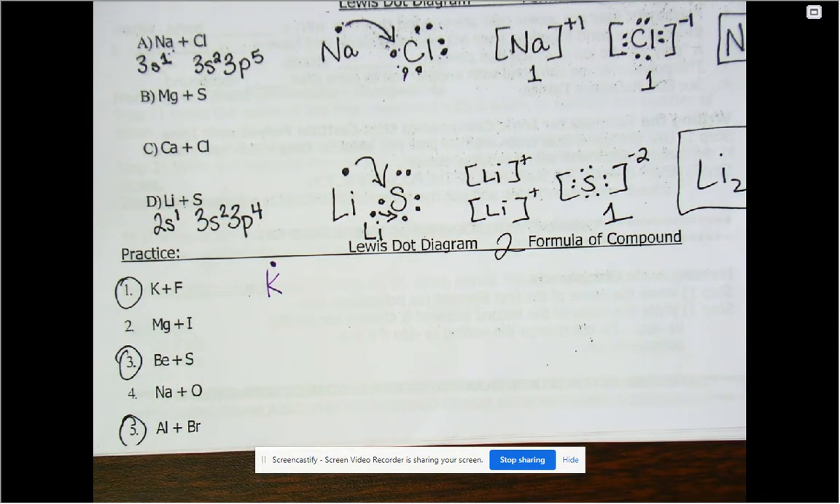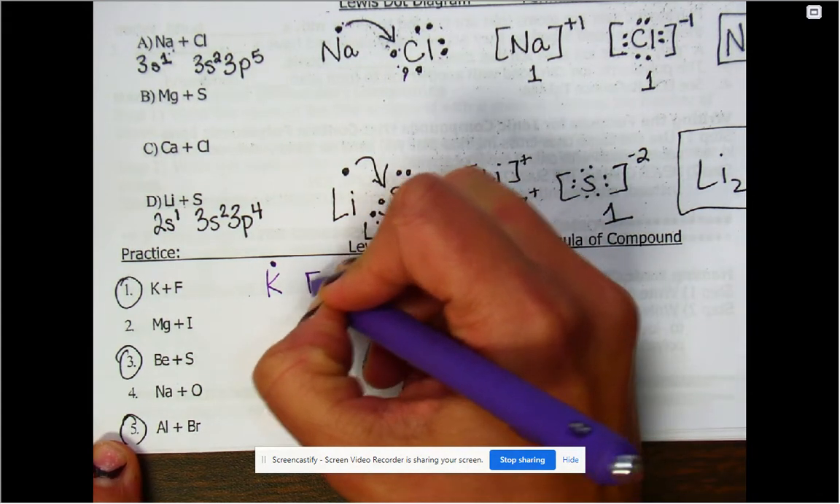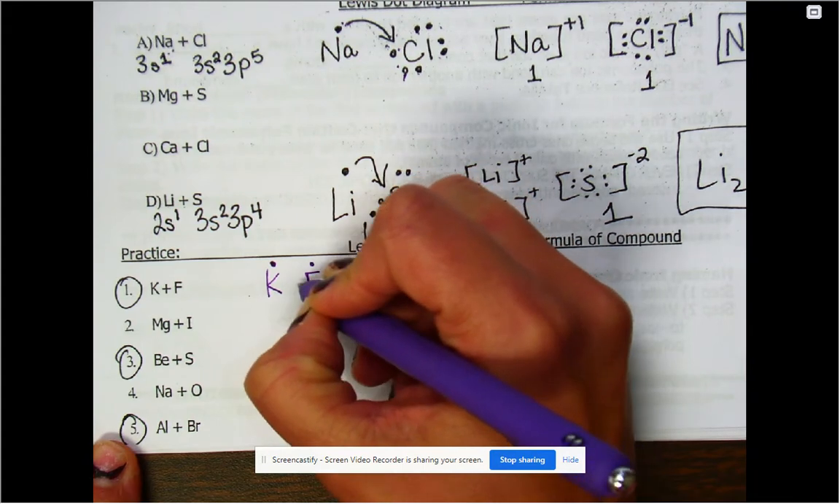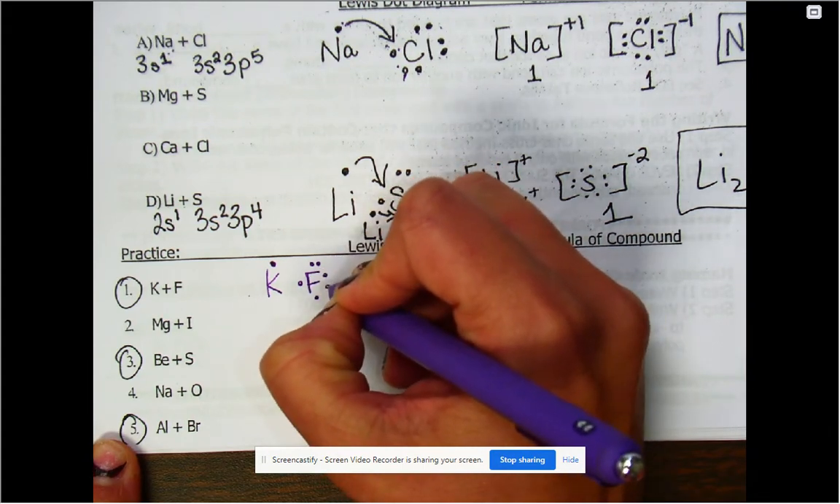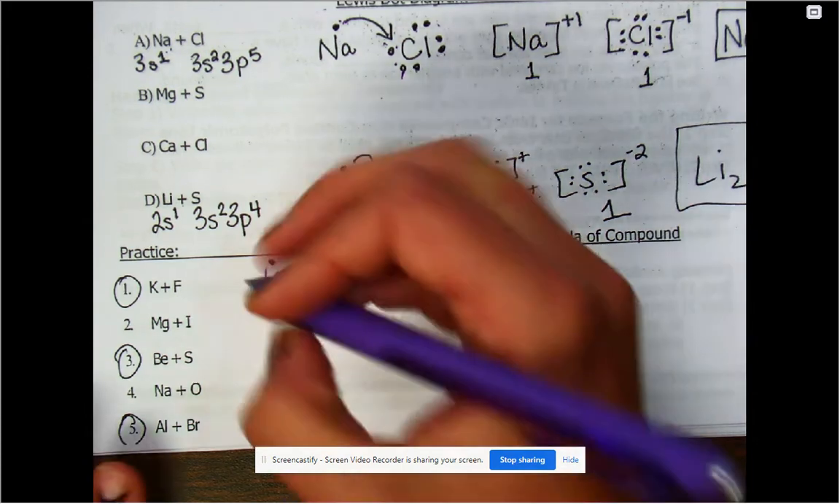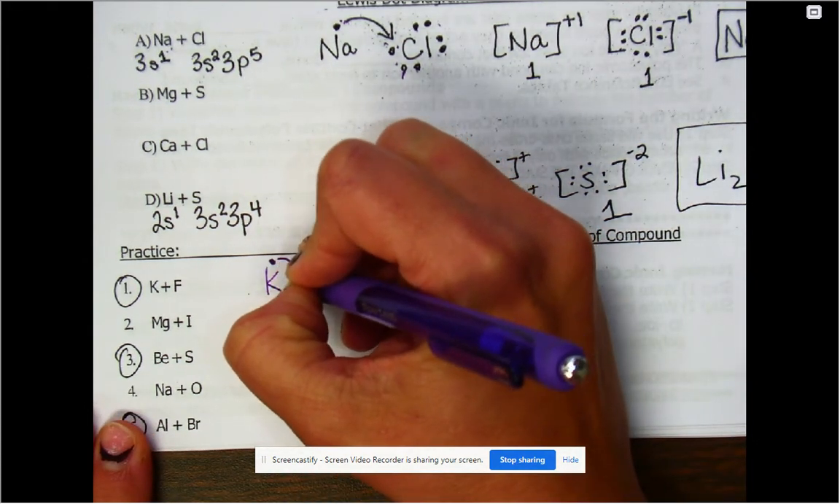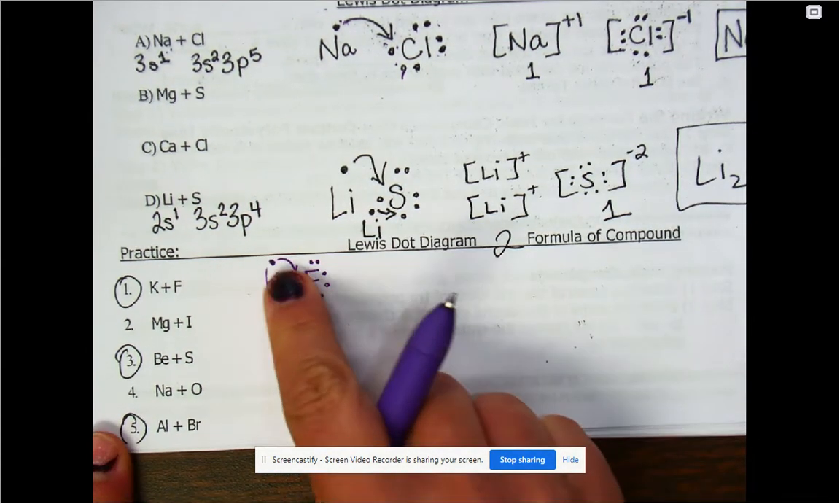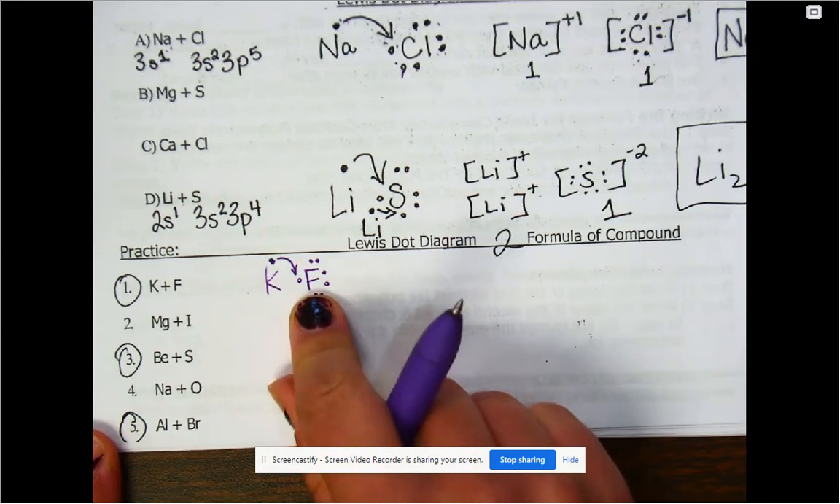Fluorine, where's fluorine at? Oh, 7. He's group 17, so he has 7. So we're going to put an F, and we're going to go 1, 2, 3, 4, 5, 6, 7. We have to show the transfer. So we're going to draw the arrow from potassium to fluorine. Good. Start at the metal, go to the nonmetal. Do you see that he has an extra one? He needs one, so he's going to give it to him.